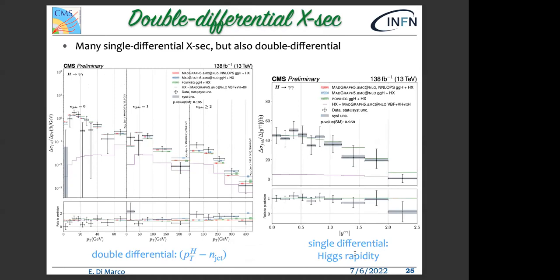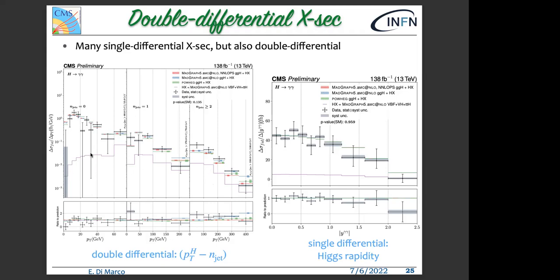So we have the first double differential cross-section measurement. For example, here the cross-section is split in two dimensions. One is the number of jets, so 0, 1, and 2. And in each bin of number of jets, we did, for example, the differential cross-section in pT of the Higgs. Here you can see the data, and you can see again the next-to-next-to-leading order prediction of the cross section. And the agreement is quite good.